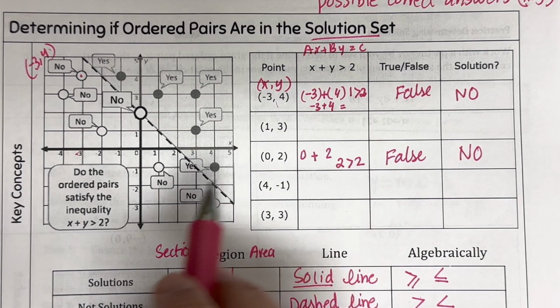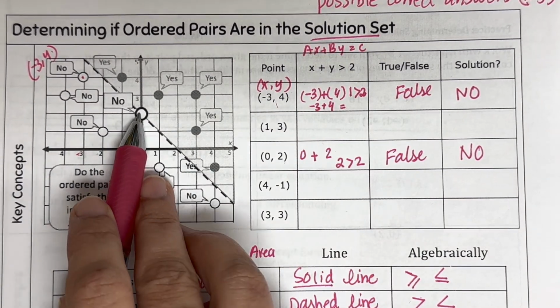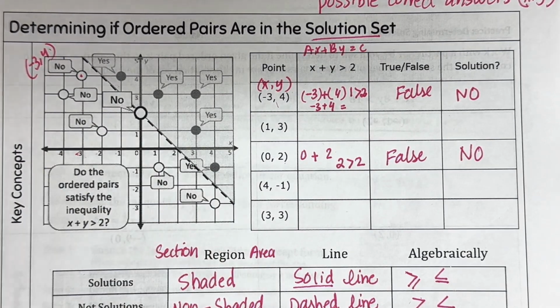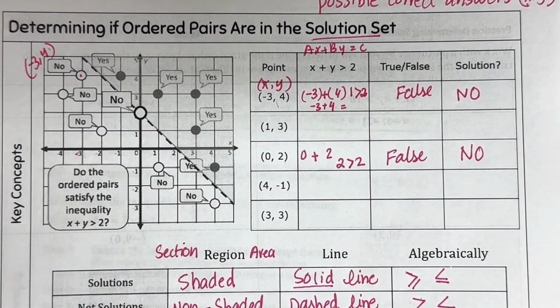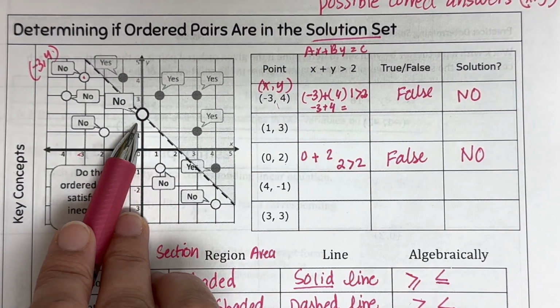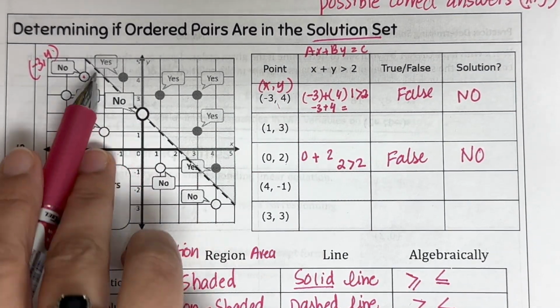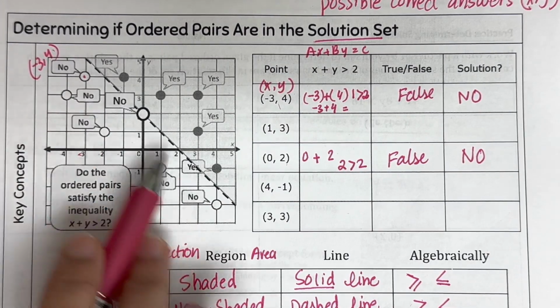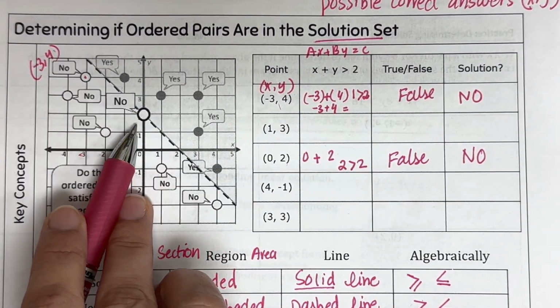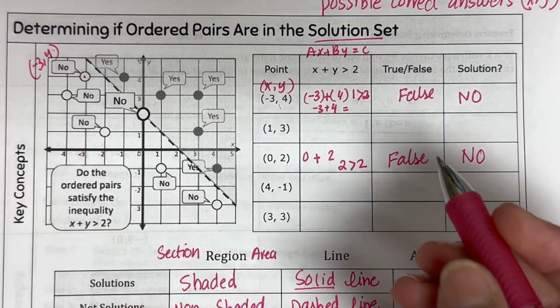So 0, 2. 0, 2 is on the dash line. A dash line means it's not part of your solution because this is just imaginary. That number is not part of your solution. It is just an imaginary line. It's just like a blocker. It's not a solid line. It's not a true line. So this is false. This is not a solution.